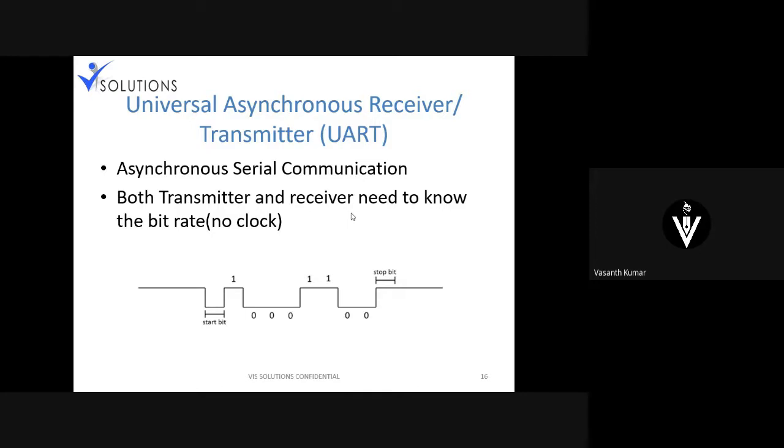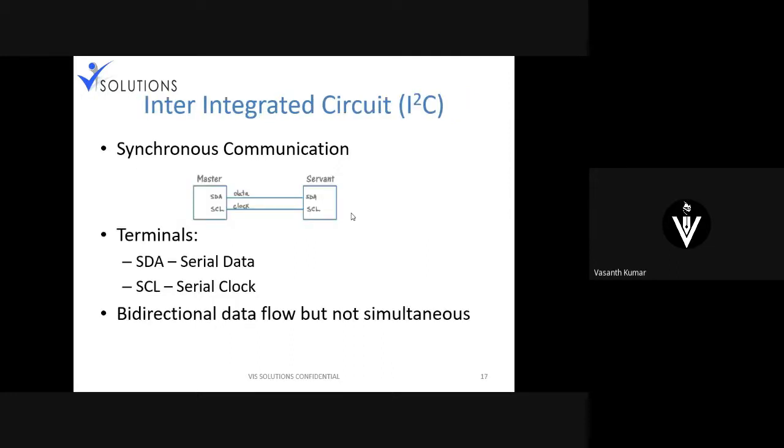Data length and data speed you basically have to set. If not, your receiver will not be receiving the right data. Yes. So coming back to your I2C. So your I2C is, as I told you, a synchronous communication, which means that it has a clock. All right. Your I2C has a clock.